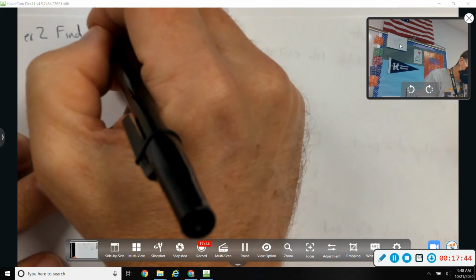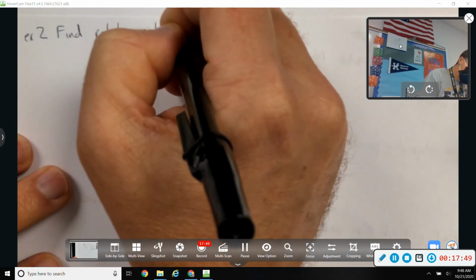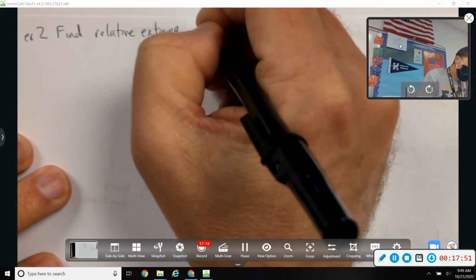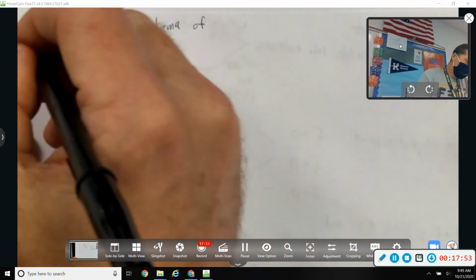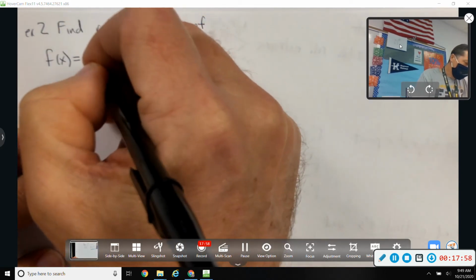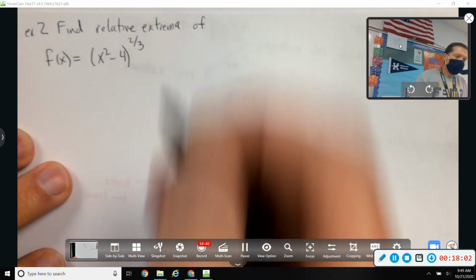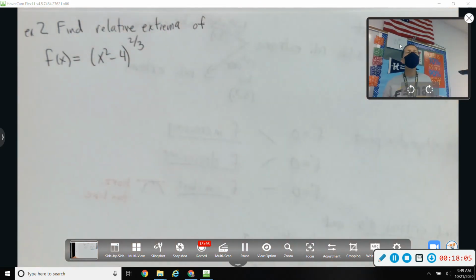Example 2. Find the relative extrema of f of x equals (x squared minus 4) to the 2/3. Here's another one where we don't know what that graph looks like, so we can't do a quick sketch and check our answer against that. We're just going to have to trust the calculus.